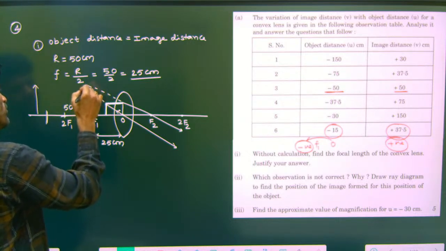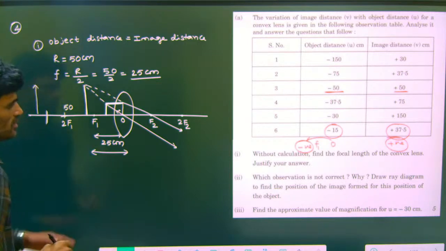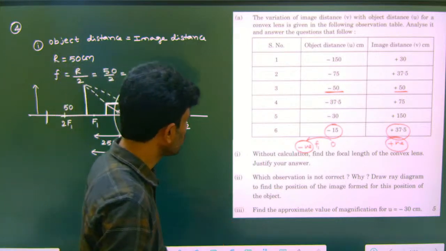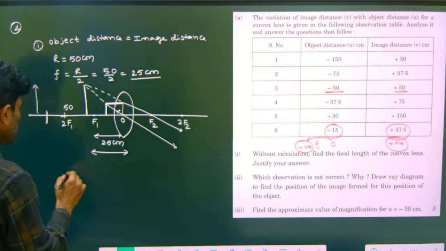Virtual and direct image will be formed and it will be on the same side of the object. Like this ray diagram will be there. This is the answer to the second question. And the third question: find the approximate value of magnification for u is equal to minus 30.